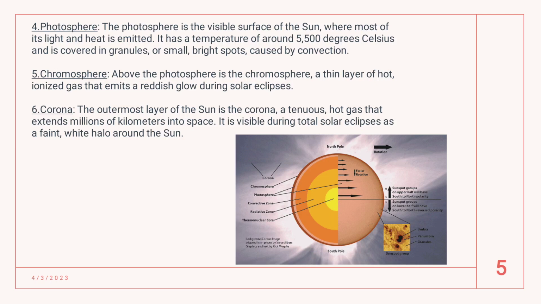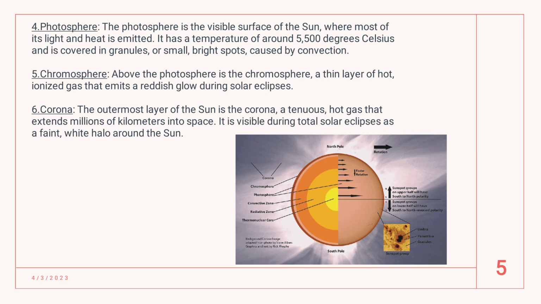And next comes the photosphere. The photosphere is the visible surface of the sun. Most of the light or the heat is emitted in this photosphere. It is also covered by granules, or small bright spots, which are caused by convection. Then comes the chromosphere. After the photosphere comes the chromosphere. It is a very thin layer of hot ionized gas that emits a reddish glow during the solar eclipse.